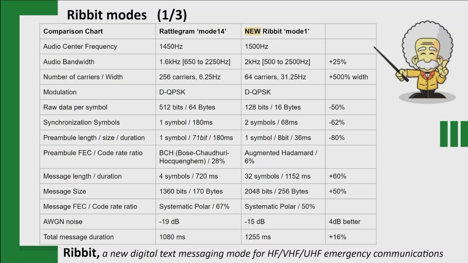By doing that trick, we transmit the same RF power per symbol, but then we can stack more of them because the duration is shorter. And then that allows us to increase the number of bytes on the message from 170 to 256.